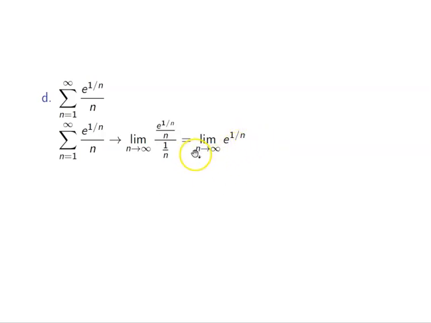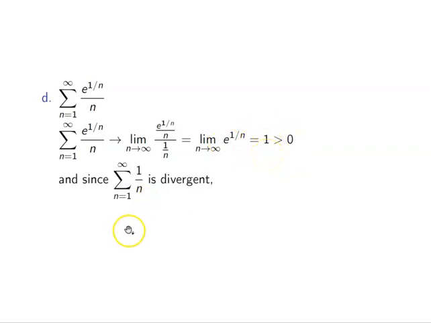Okay. As this goes to infinity, this goes to 0. E to the 0 is 1. So the limit of this is 1, which is larger than 0. So since I compared it to a divergent series, it diverges as well, since I came out with a positive constant value. Okay. So since this is the harmonic series which diverges, this series that I am comparing it to is also divergent.